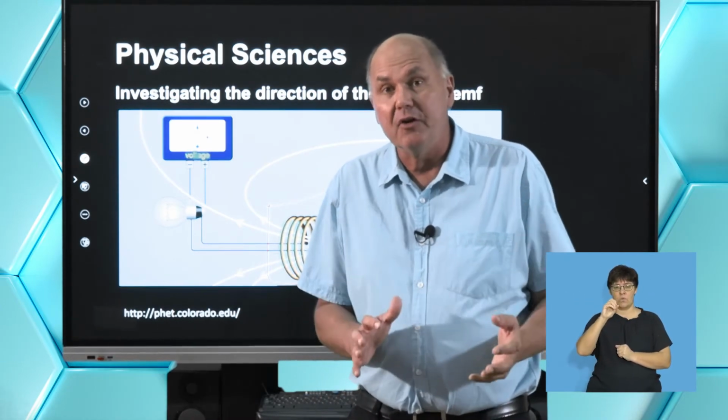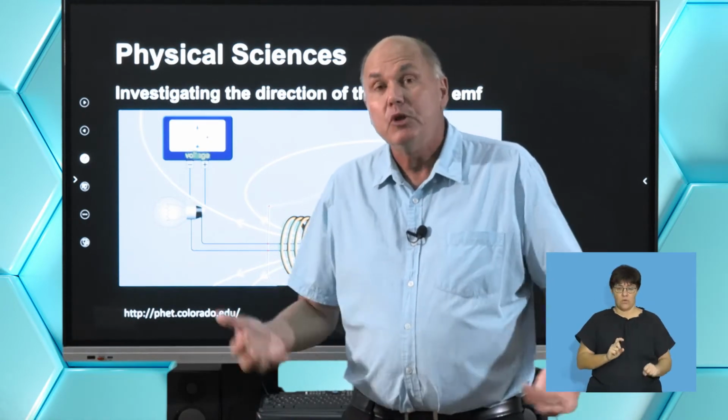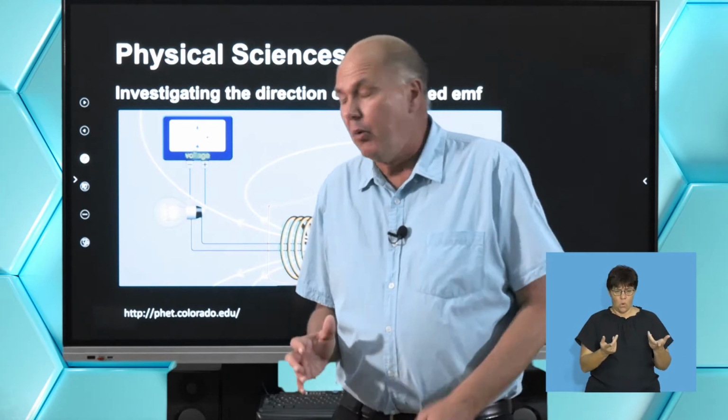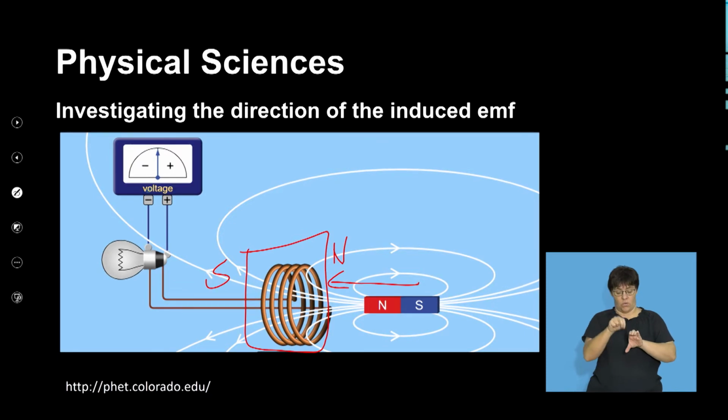And the solenoid must have a north pole. It must have a south pole. Which direction? How are we going to know? Well, according to Lenz's law, if the approaching magnet is a north pole, then this end here must be a north pole, and this end must be a south pole.